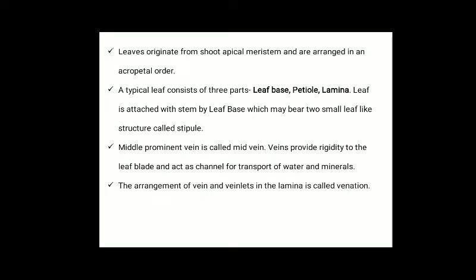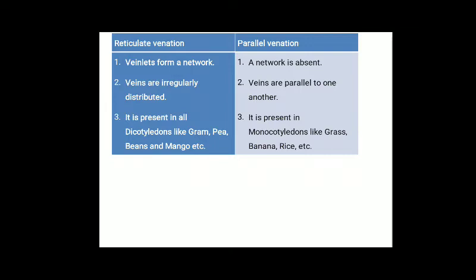Veins provide radially to the leaf plate and act as a channel for transport of water and minerals. The arrangement of veins and veinlets in the leaf lamina, we call venation. There are two types of venation that have been observed: reticulate venation and parallel venation.